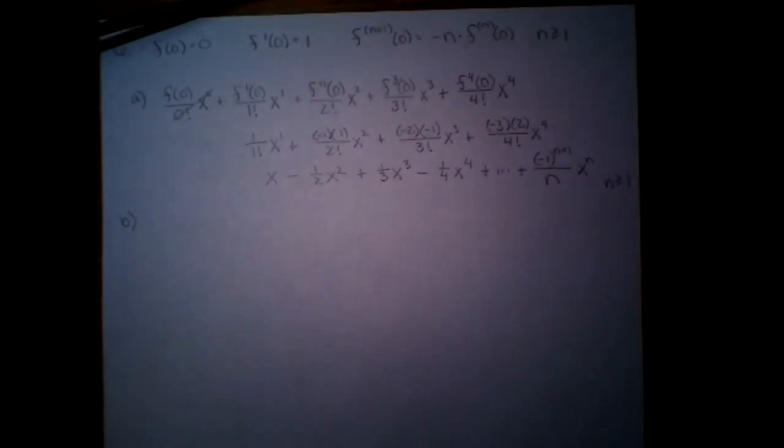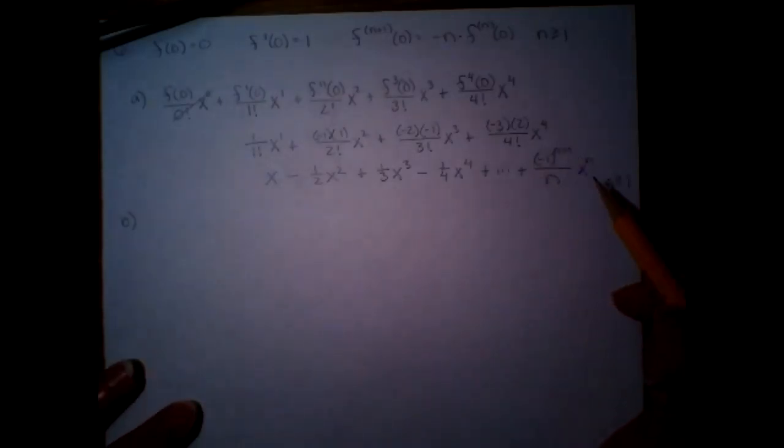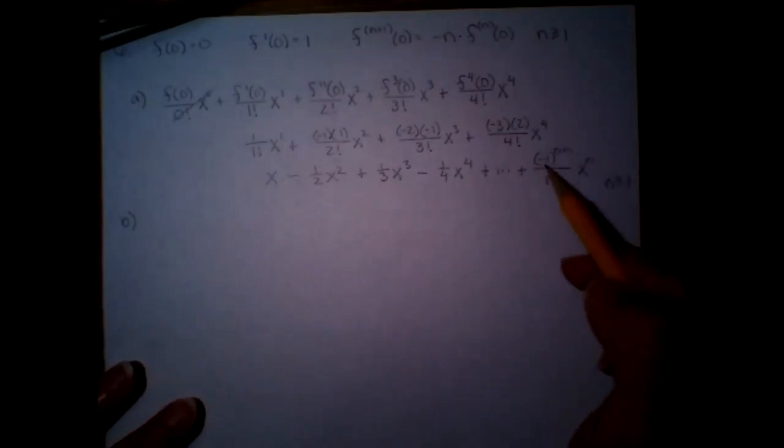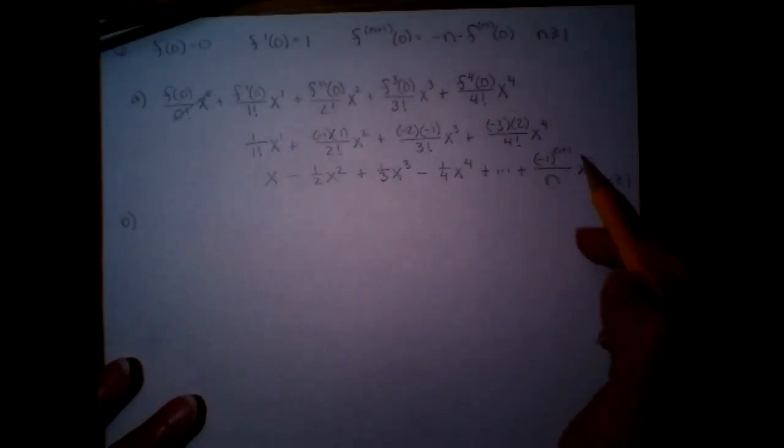All right, letter B. Determine whether the Maclaurin series described in part A converges absolutely, converges conditionally, or diverges at x equals 1. Explain your reasoning. All right, so we're going to use this general term right here, which is really unfortunate because if you didn't get this general form, then you'd be stuck for the rest of this. But this wasn't too difficult one to write.